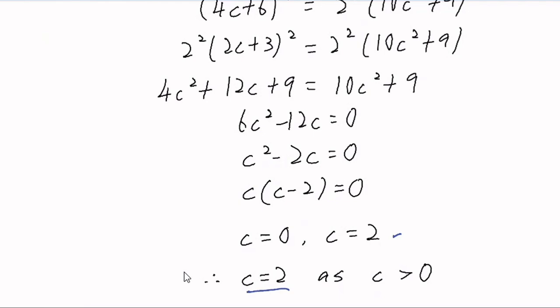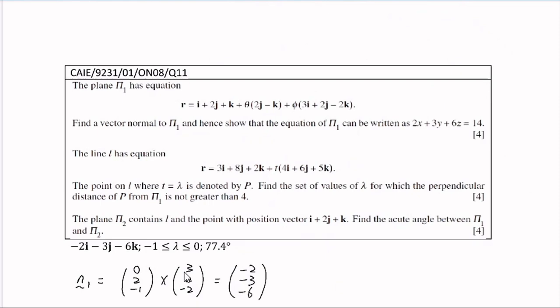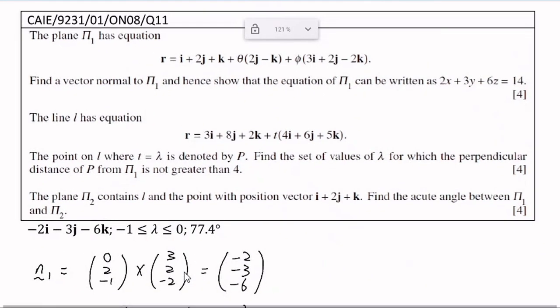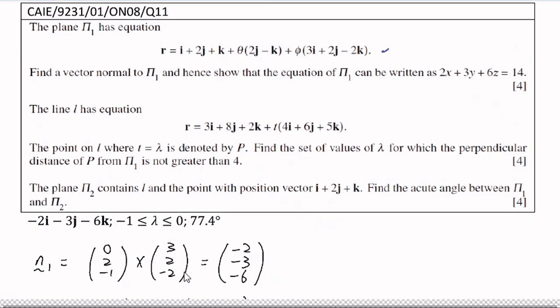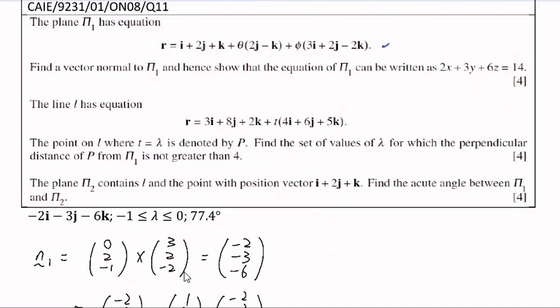So let's move on. This first plane pi1 has this equation. Find a vector normal to pi1 and hence show that the equation of pi1 can be written as this. This is a parametric form of the plane, right? To change it into Cartesian form, we need to find the normal. The normal is basically we cross the two directions, or the two vectors. These two vectors are parallel to the plane, so we just need to cross them.